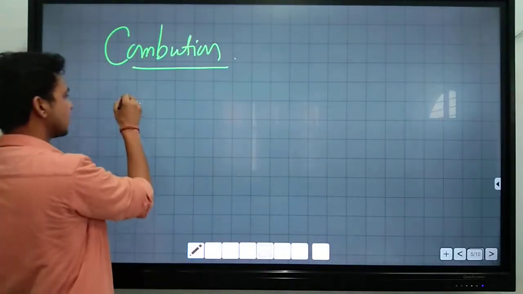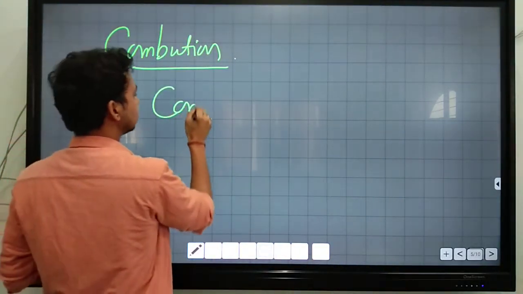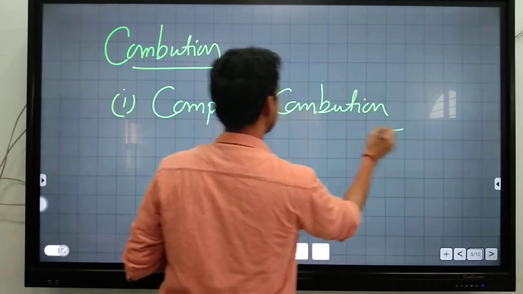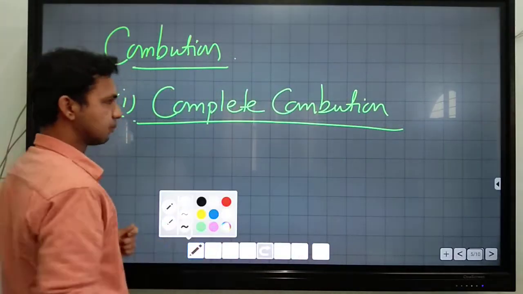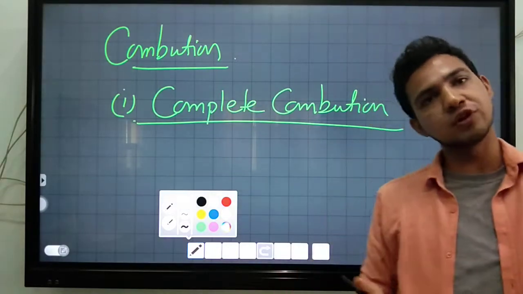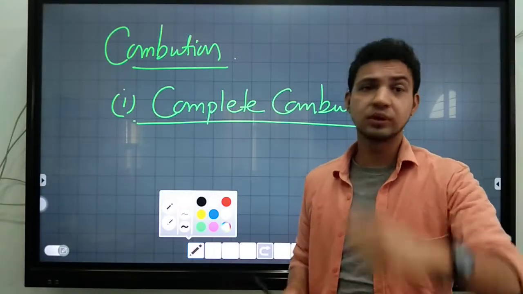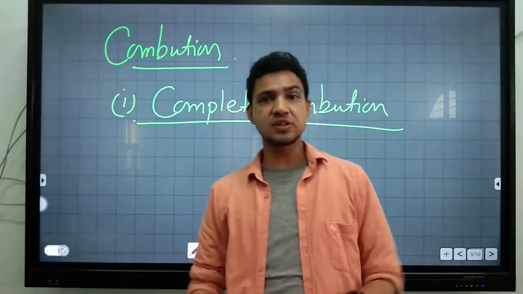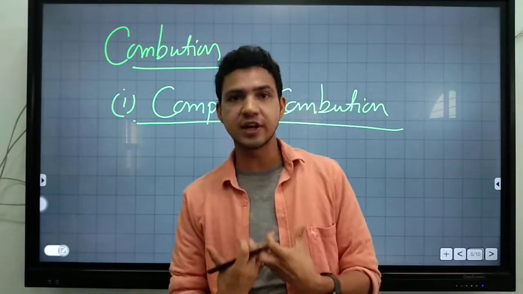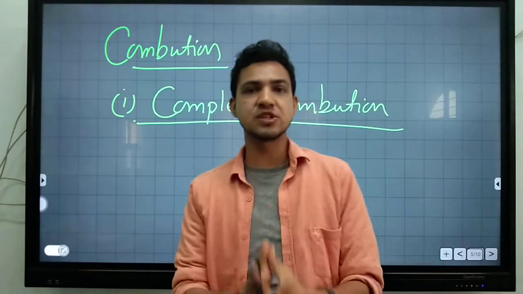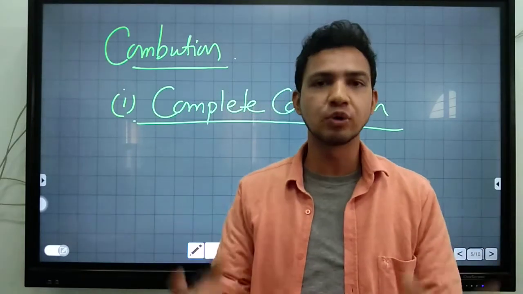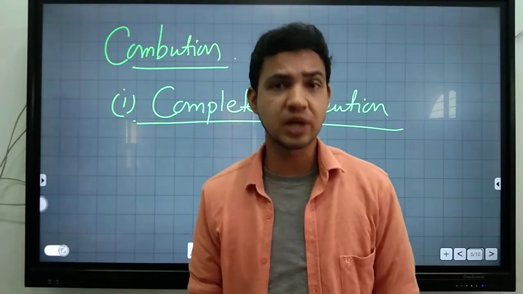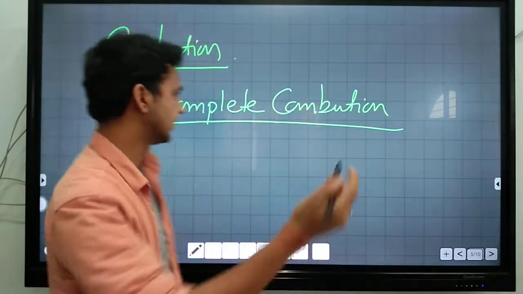So guys, the first one is complete combustion. See guys, I am giving you an example of complete combustion. The first example already takes place inside your body. That reaction is known as the respiration process. In respiration, the glucose available inside your body and inside your cells is decomposed in the presence of oxygen, liberating a large amount of energy. So it is a kind of exothermic reaction.